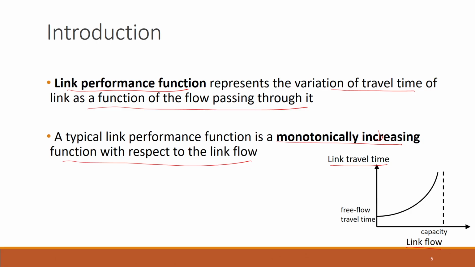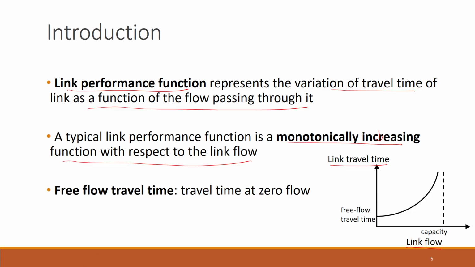That is, as more and more congestion increases through a link, the travel time should increase. So, here in this figure we have this concept of free flow travel time. This is the travel time at zero flow. So this value here, where there is no flow, zero flow. Whatever travel time you get at that flow value is called the free flow travel time.